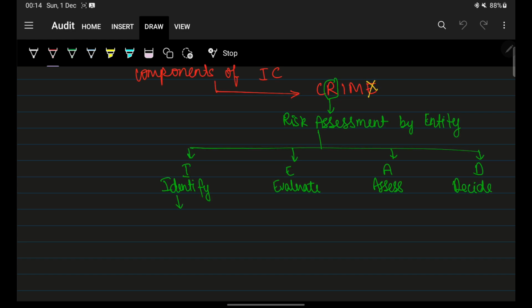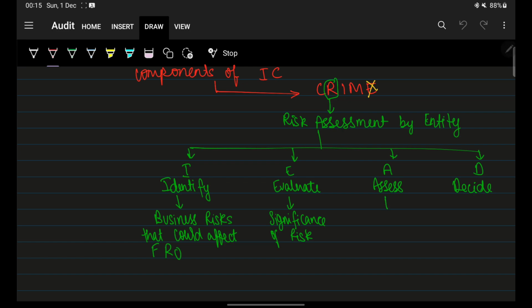Firstly you have to identify business risks that could affect your financial reporting objectives. Next you have to evaluate. What do you have to evaluate? The significance of those risks, whether if such a risk occurs, could it be material or not. So that is what you'll have to find out, whether that risk is significant or not.